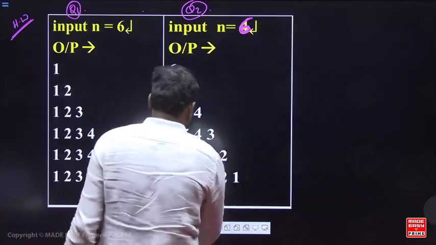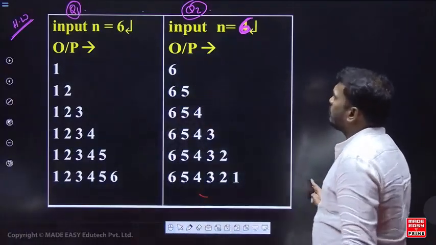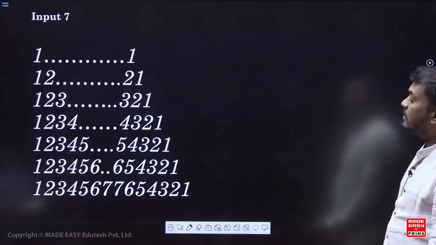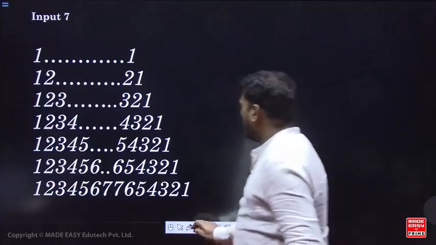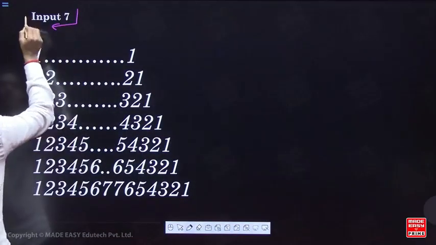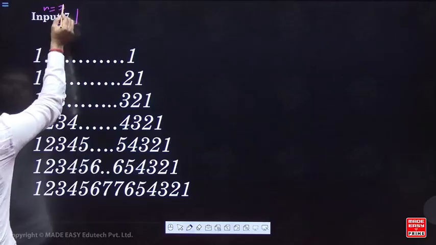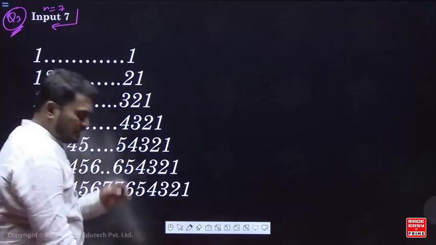Copy this one, right? Next, note down the next homework. The first two questions are easy, but the next one is a good one. I want the print pattern like this. This is a very good question. Take the input n equal to 7. This is homework question number 3.